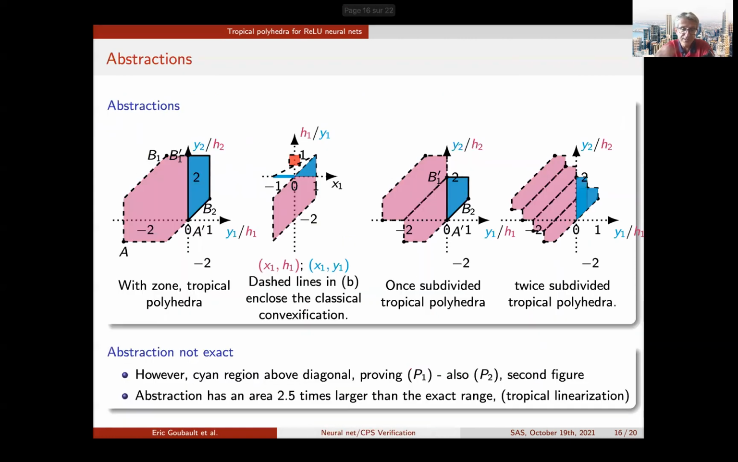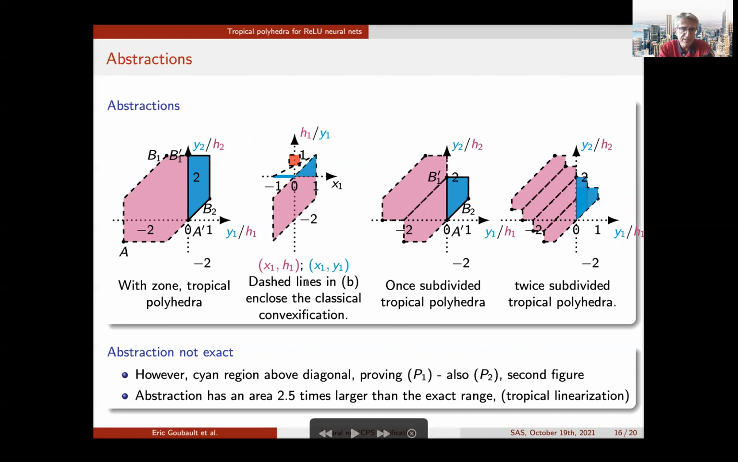Of course, we are interested in knowing whether our abstractions are going to prove these two specifications correct. And this is indeed the case. With the zone or with the tropical polyhedron abstraction, we're going to get for Y2 as a function of X1 something a bit more than twice as big as what we would normally get exactly. So twice as big as this triangle. So it's going to be that tropical polyhedron here. But we're going to get the exact computation of Y1 as a function of X1. As I told you, this segment plus triangle is a tropical polyhedron.